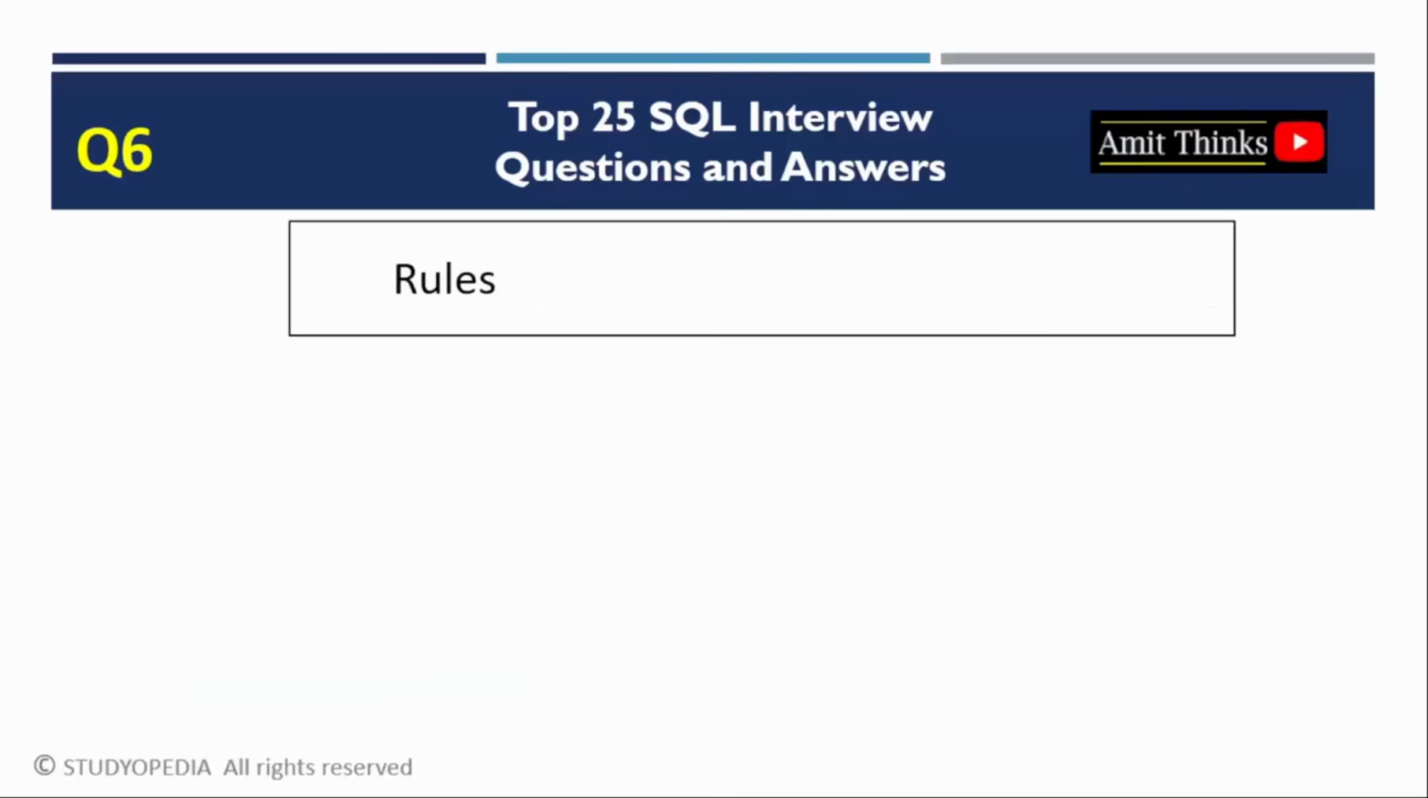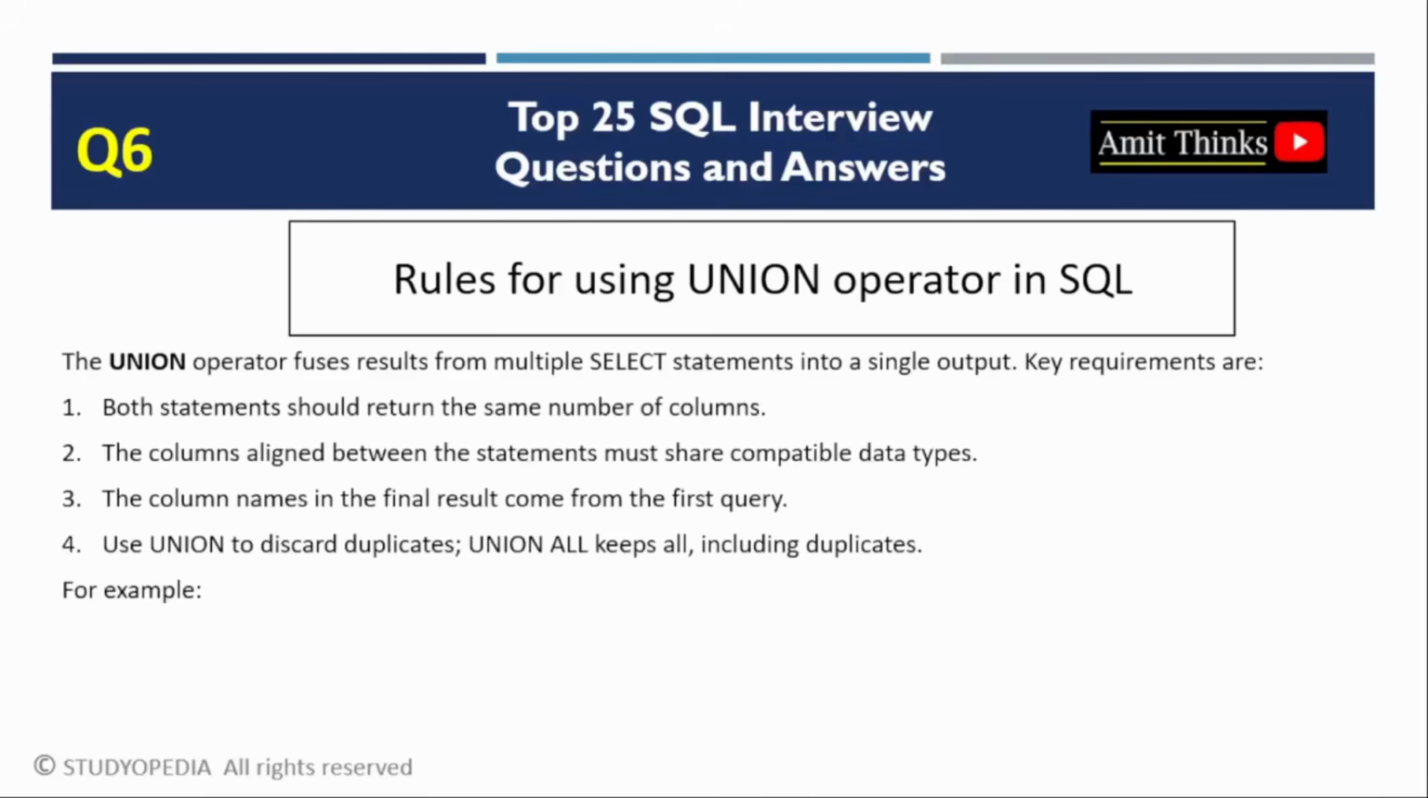The next question is rules for using union operator in SQL. The union operator combines results from multiple select queries into a single result set. The rules include each query must have the same number of columns. Corresponding columns must have compatible data types. Column names are taken from the first query. And union removes duplicates. Union all retains them.